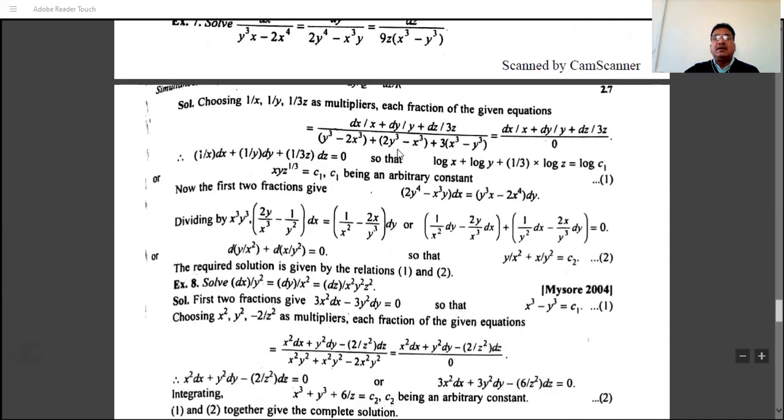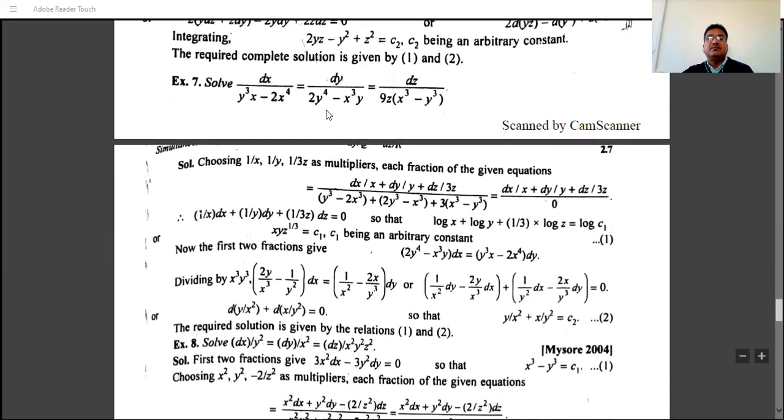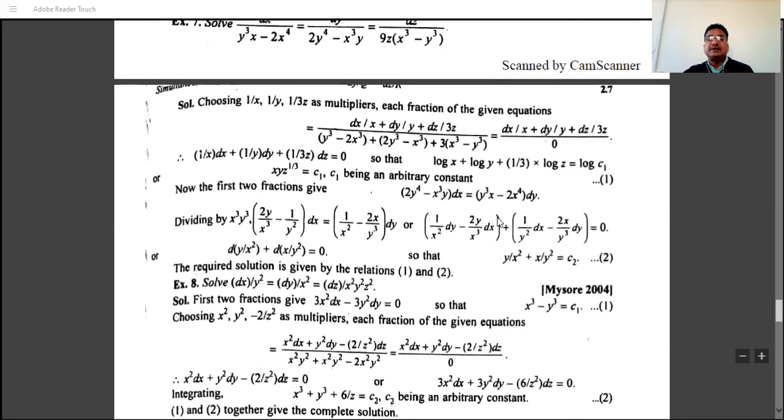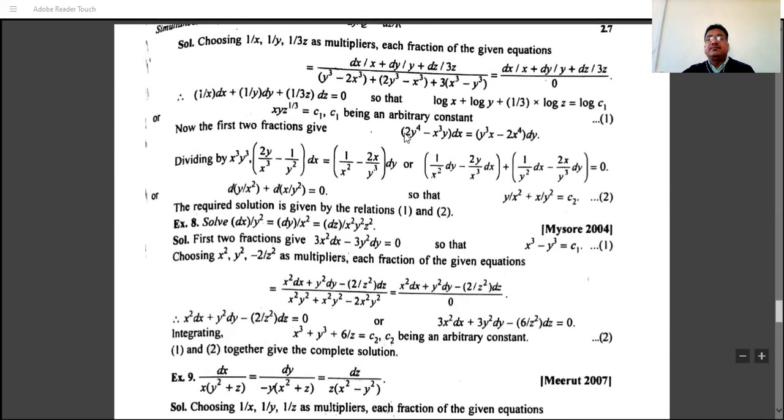By using the trial and error method, find these multipliers, and then we have this answer as equation number 1, solution number 1. Then consider the first two fractions, because z is absent in the first two fractions. So after separating the variables and integrating, we have this answer.